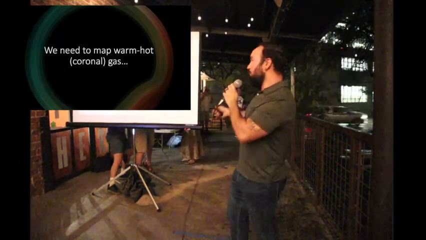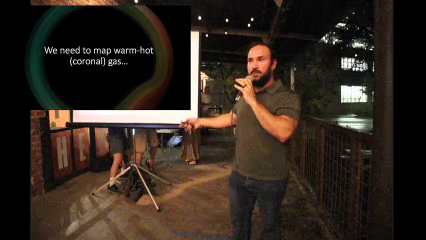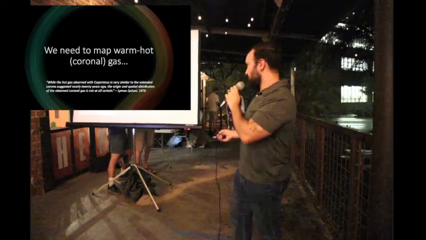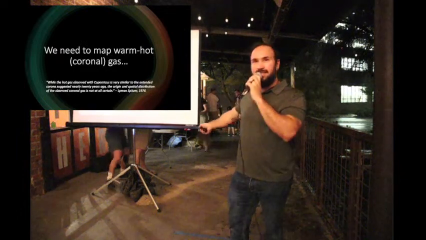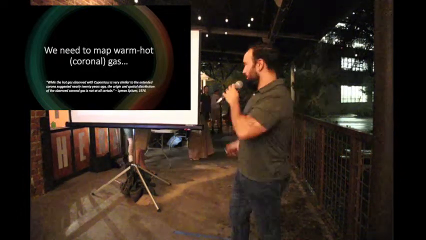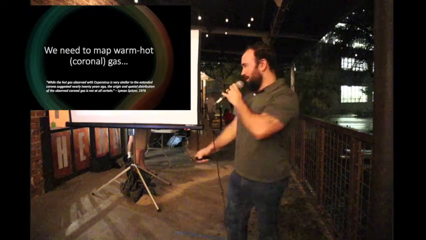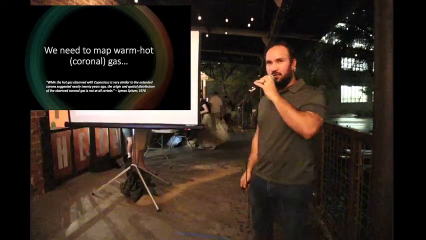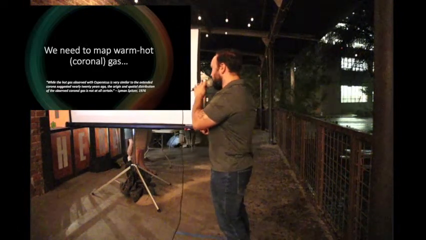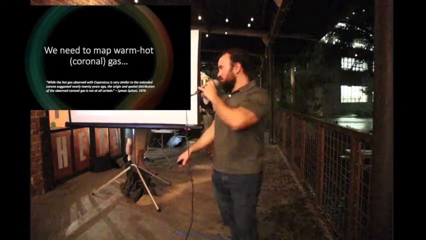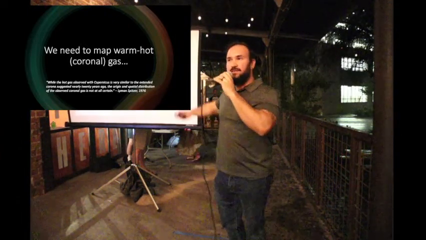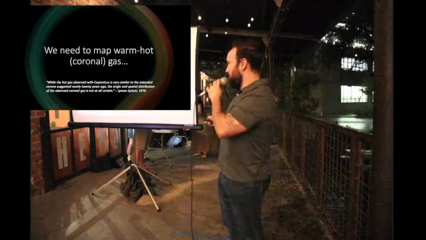Anyway, so I'm not the first person to come up with this idea. This has been a well-known issue in astrophysics for a very long time. In fact, all the way back in 1976, Lyman Spitzer said, while the hot gas observed with Copernicus is very similar to the extended corona, suggested nearly 20 years ago, the origin and spatial distribution of the observed coronal gas is not at all certain. So since the 70s, it's been over 50 years we've been thinking about this stuff.